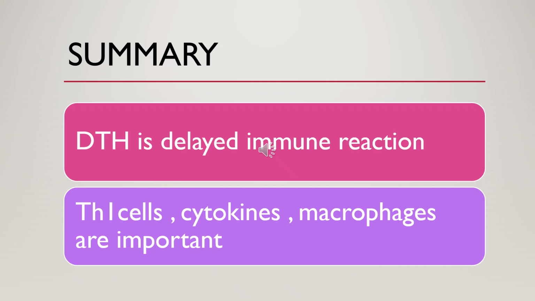To summarize, DTH is a delayed immune reaction mediated by Th1 cells, cytokines, and macrophages. It plays an important role in protecting us from intracellular pathogens.